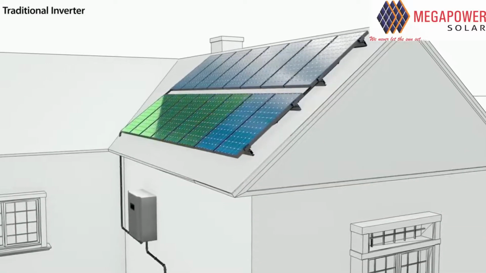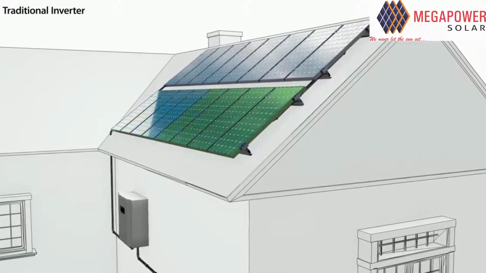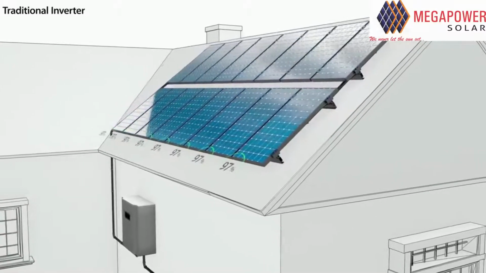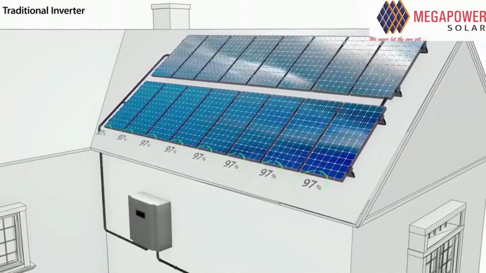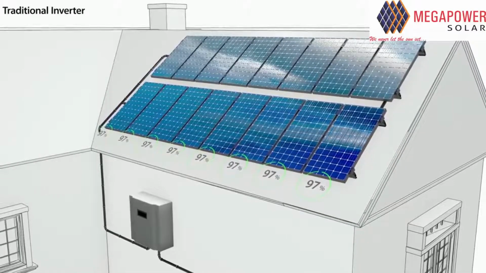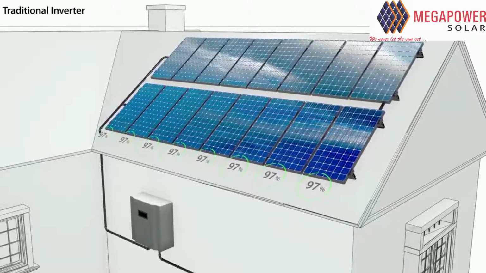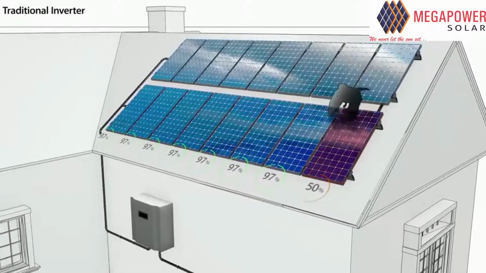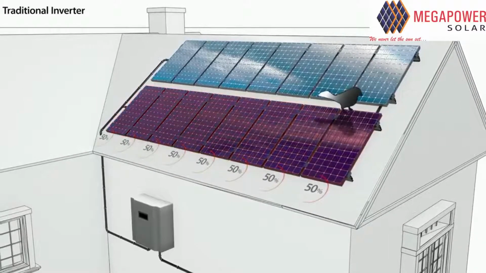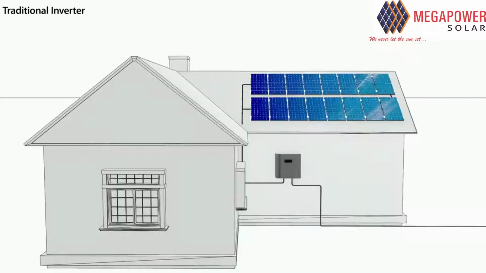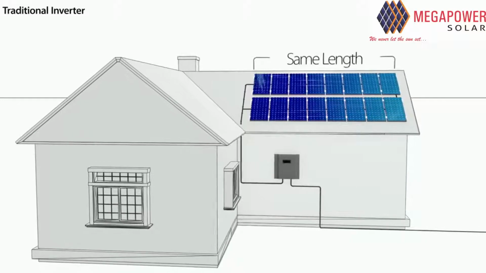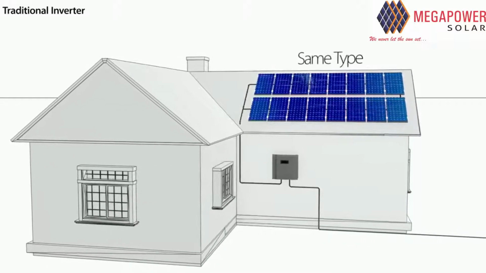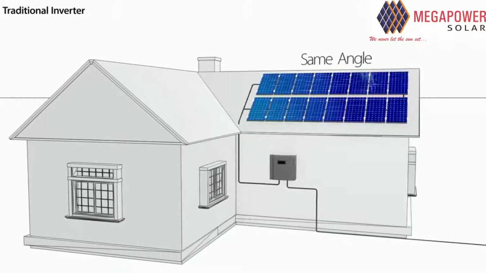In traditional systems, panels are wired in series as a string. Since each panel has a unique power production profile, which is a function of differences in manufacturing variances, installation parameters, and shading patterns, the entire system's output is limited. The traditional system design requires all strings to be the same length, using the same type of panels, and to be positioned at the same angle towards the sun.